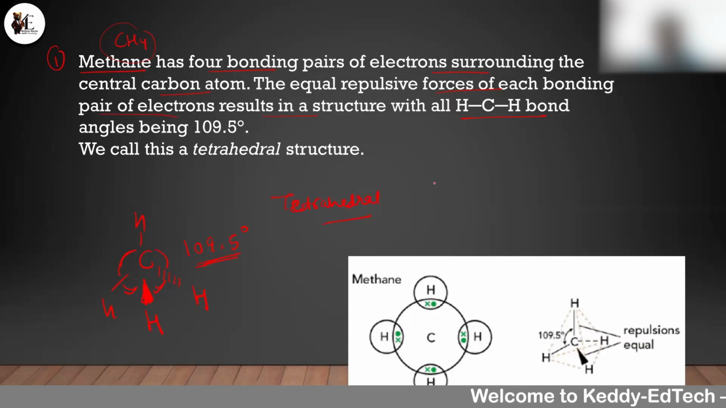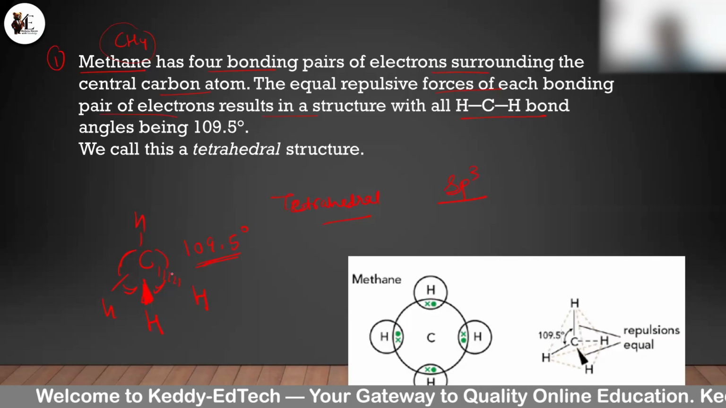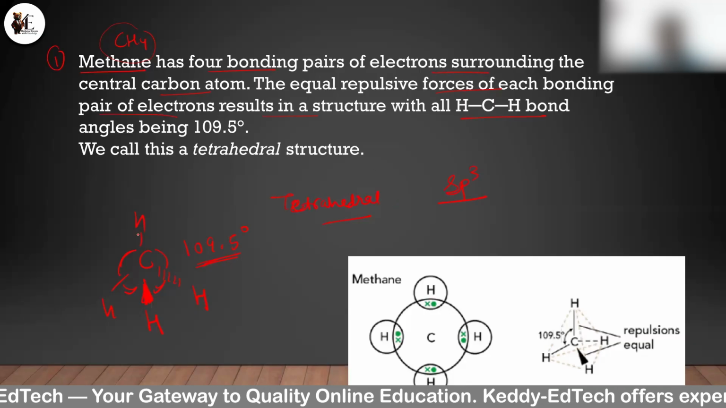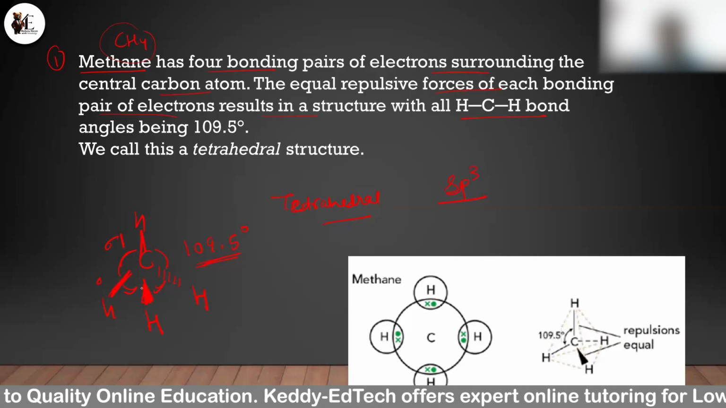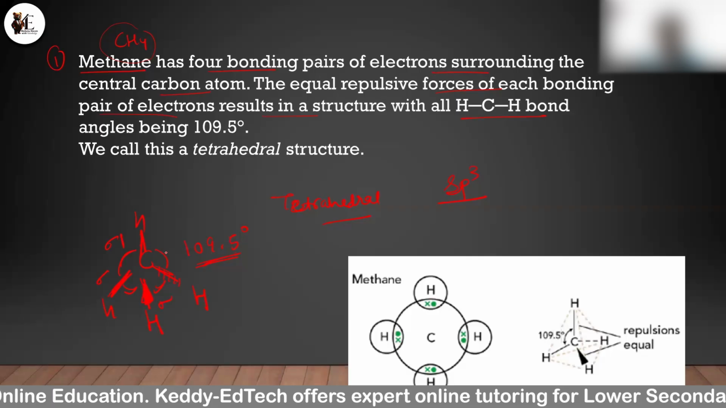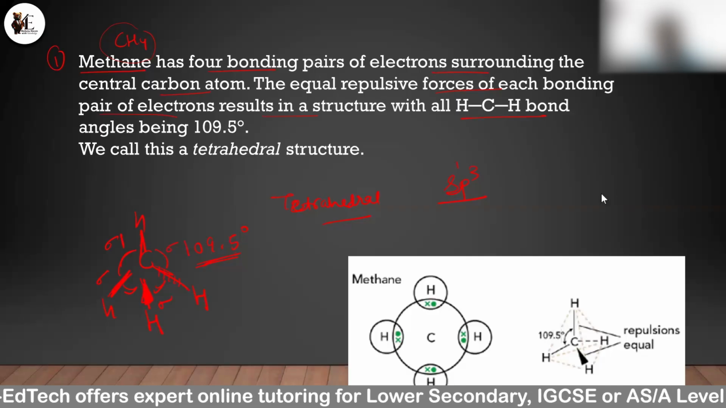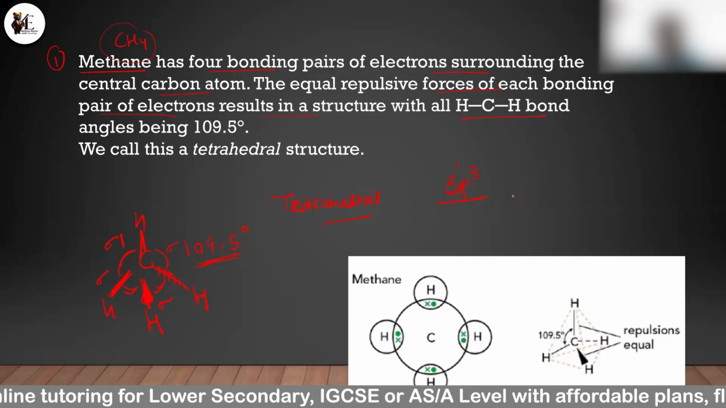And what is the hybridization? Hybridization is sp3, because carbon is forming 4 bonds with hydrogen. Hybridization is calculated only from single bonds, sigma bonds. So one sigma bond is this, two is this, three is this, and four is this. 4 sigma bonds are there. One from s and 3 from p orbitals mix together to form your tetrahedral structure.